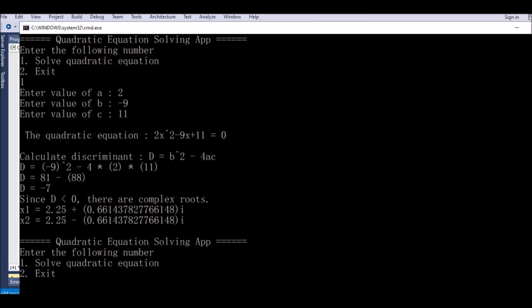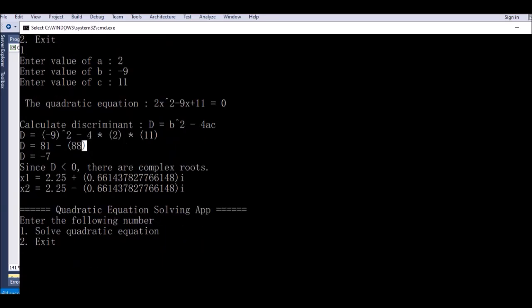So you see that the quadratic equation, that is 1, right? And we say calculate discriminant. Use this formula. After that, we do the calculation like this. So you see that in this case the discriminant is less than 0. So since discriminant is less than 0, they are complex roots, right? So the first one will be this, and the second one will be this one.